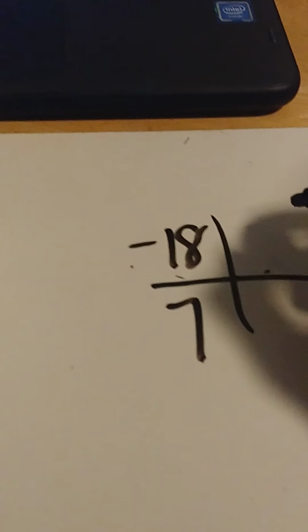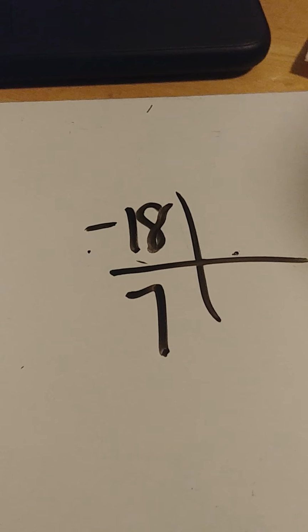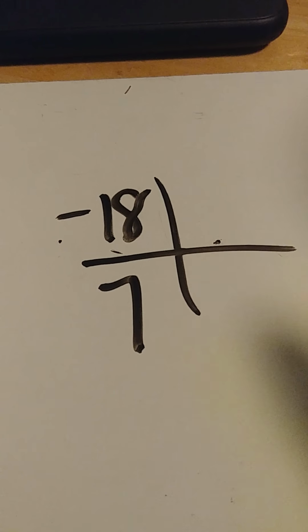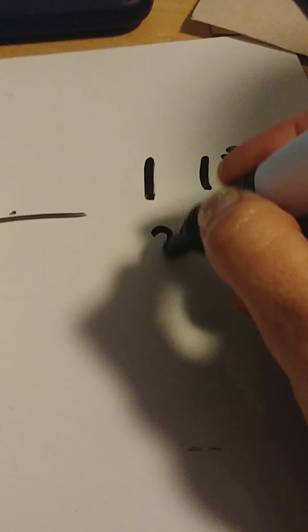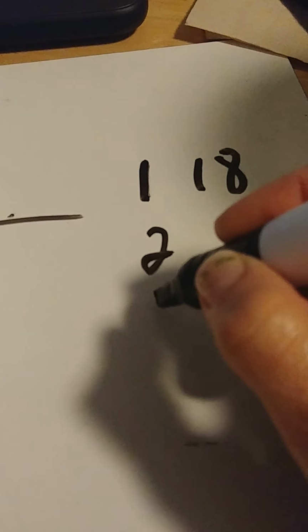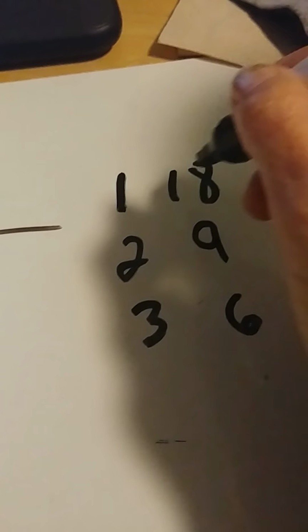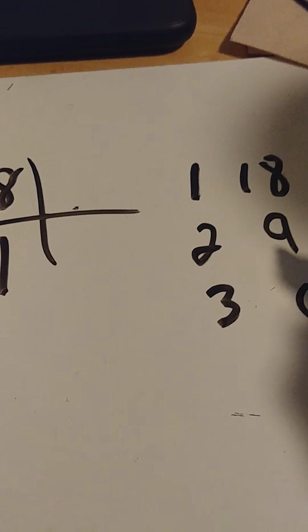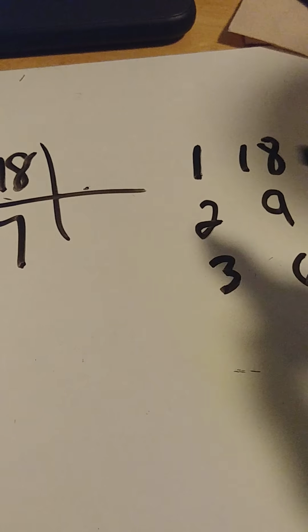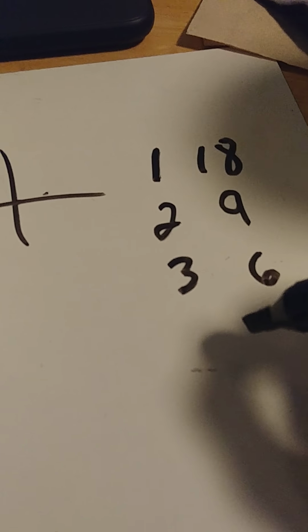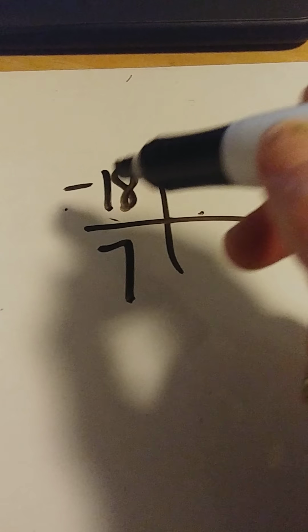So I need to think about things that multiply to be negative 18 and add to 7. So when I think about things that make 18, I know I have 1 and 18. And the video you watched yesterday had this information in it. 2 and 9, and 3 and 6. Those are the things that make 18. So when I look at this, if I add 18 and 1, I'm not going to get 7. If I add 2 and 9, I'm not going to get 7. And if I add 3 and 6, I'm not going to get 7. But I have a negative 18 here.